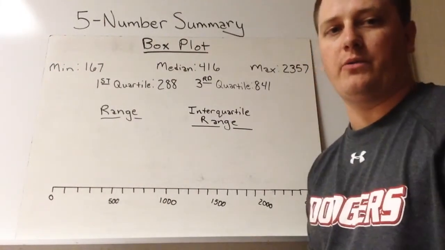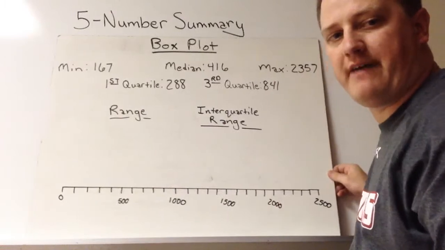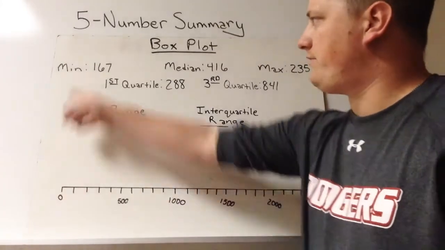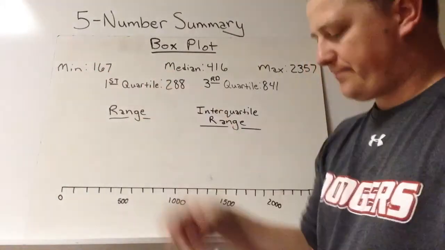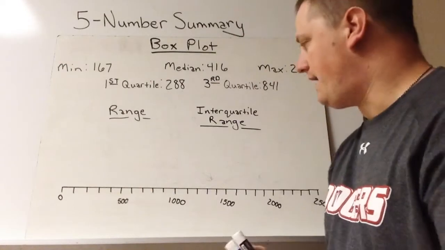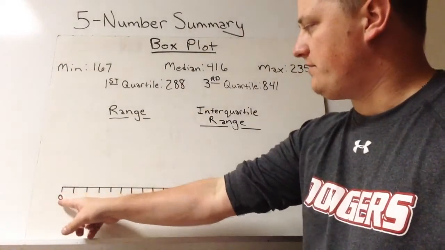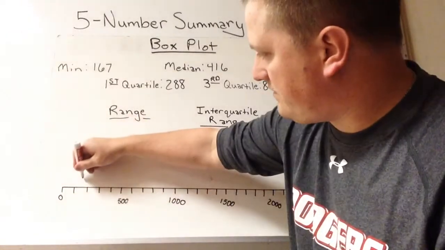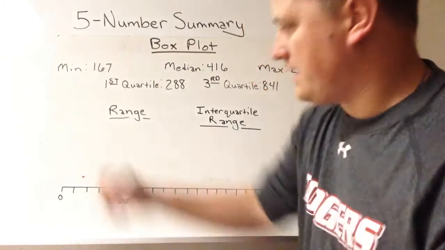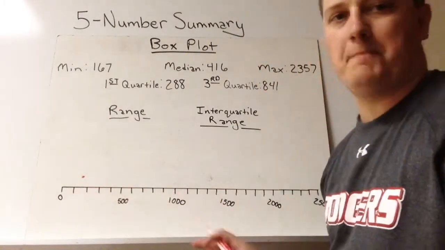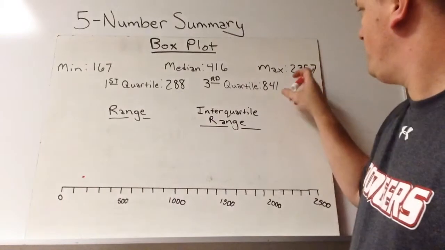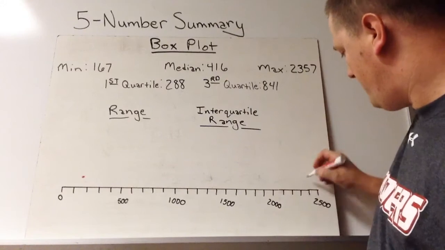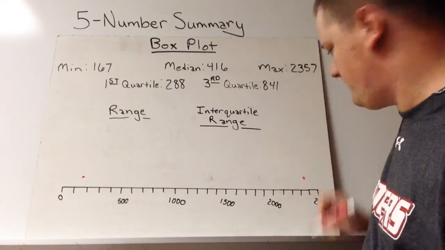So what we want to do is we want to make a box plot with our 5-number summary. So here I've drawn a number line to work from. And we're going to first start with our minimum, and we're going to put that on here with a dot. So our minimum is 167. We're going by hundreds, so this is 0, 100, 200. So 167 would be about right there. Got to estimate some. Then we would put our maximum on here, which is 2357. So 2357 is about right there.